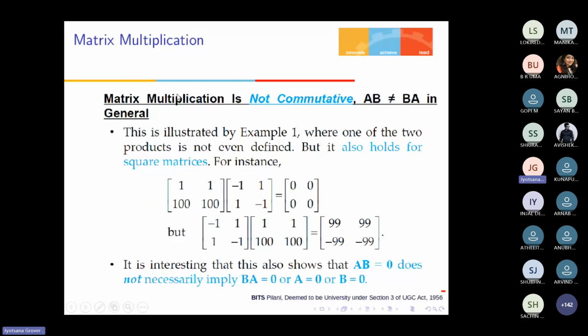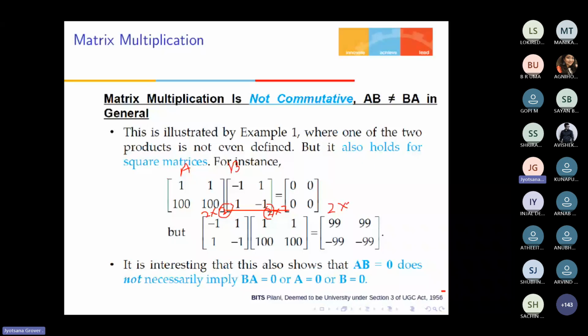Now matrix multiplication is not commutative. That means A into B is not equal to B into A. Let's see why. This is your A. This is your B. A and B both are 2 cross 2, so matrix multiplication is compatible, because the number of columns of A is the same as the number of rows of B. And the resultant matrix will be 2 cross 2.